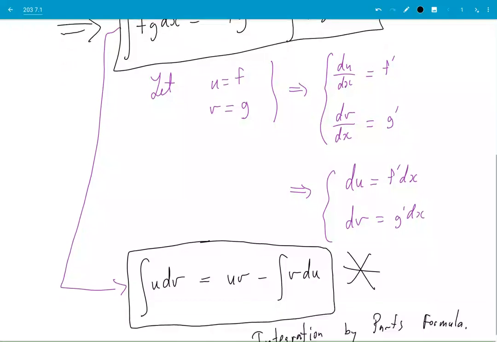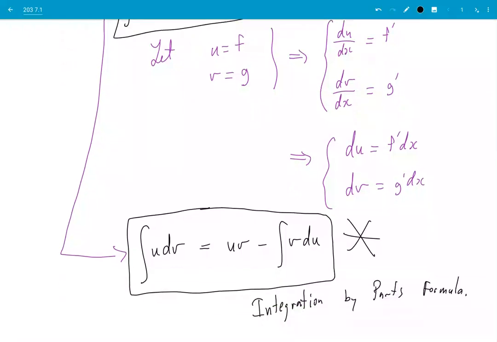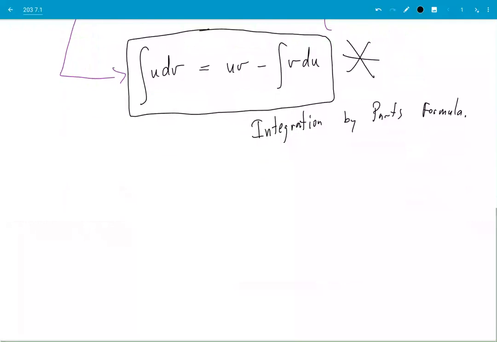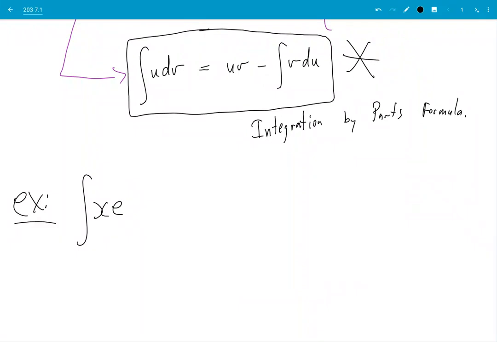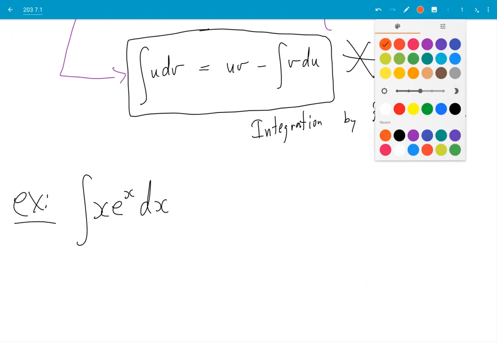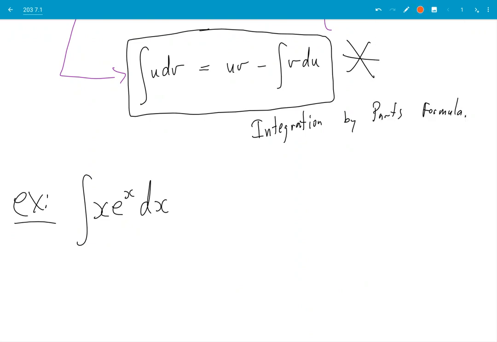Okay, so what's the point of this? Well, let me show you. When you are confronted with something like this, well, I don't have any tools that apply to this yet, but today I'm learning a formula that can help me.